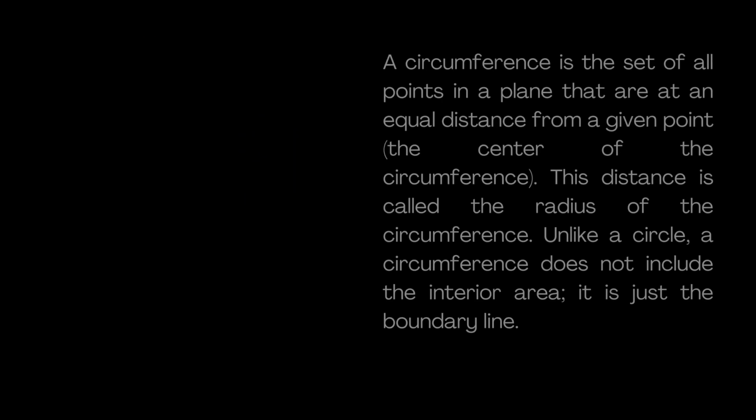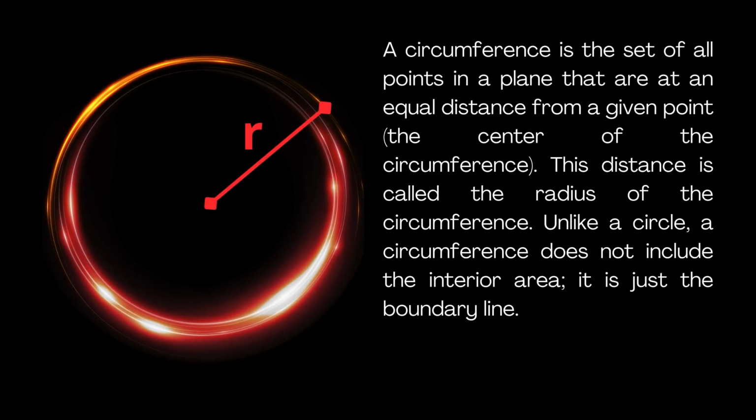A circumference is the set of all points in a plane that are at an equal distance from a given point, the center of the circumference. This distance is called the radius of the circumference. Unlike a circle, a circumference does not include the interior area, it is just the boundary line.